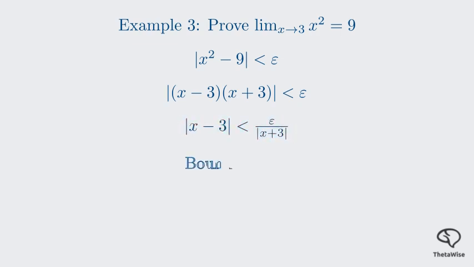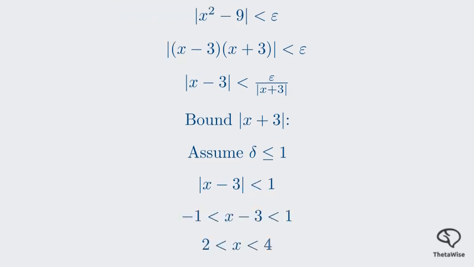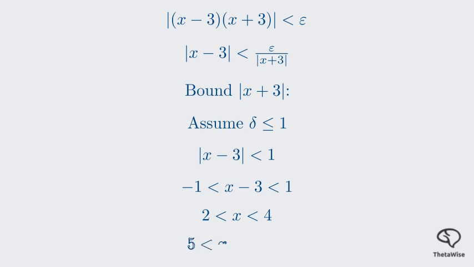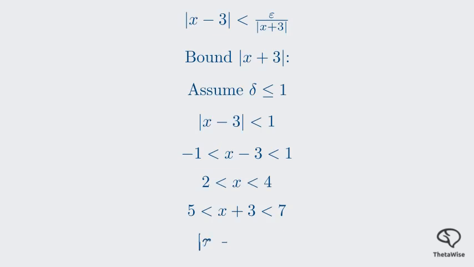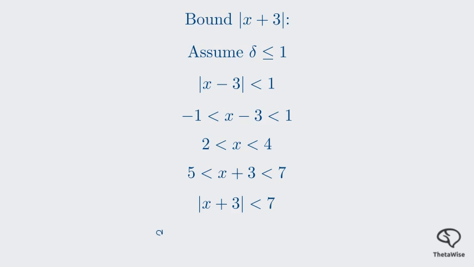To fix this, we need to bound the absolute value of x plus 3. We can do this by limiting our search for a delta. Let's start by assuming delta is less than or equal to 1. This means the absolute value of x minus 3 is less than 1. This bounds x between 2 and 4. Therefore, the absolute value of x plus 3 is between 5 and 7. Since we're dividing by the absolute value of x plus 3, we want to find the largest possible value, which is 7. So we can replace the denominator, the absolute value of x plus 3, with the constant 7.